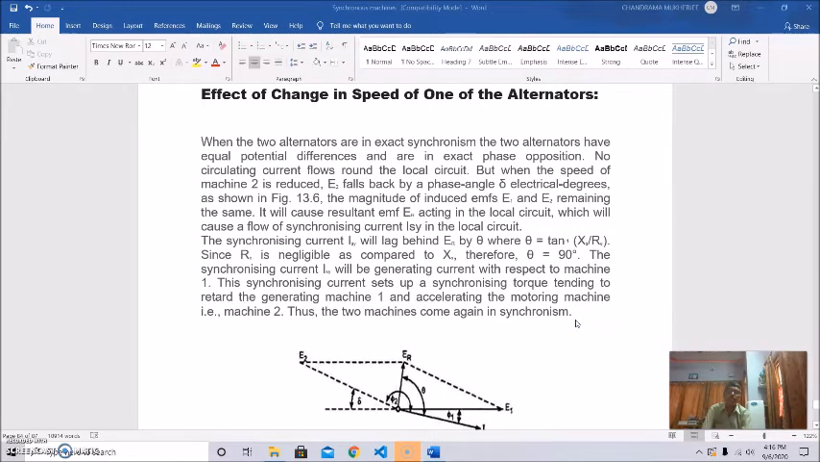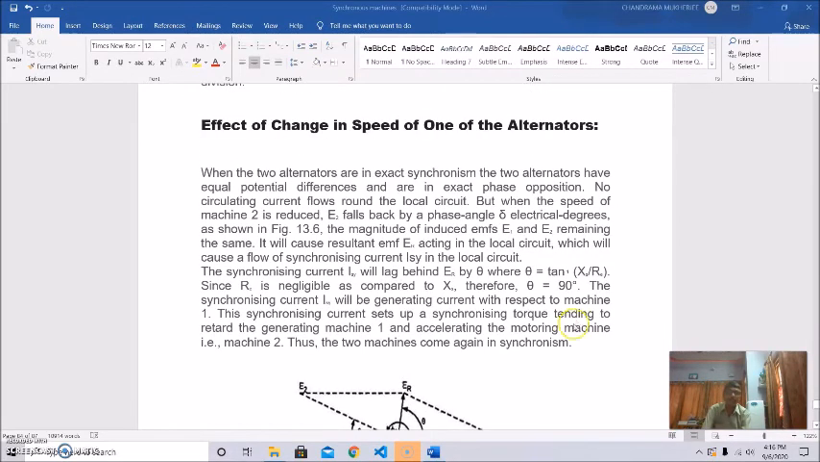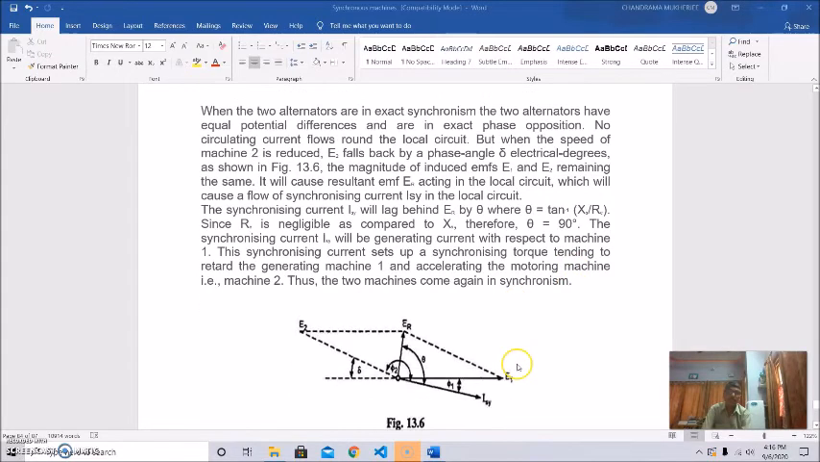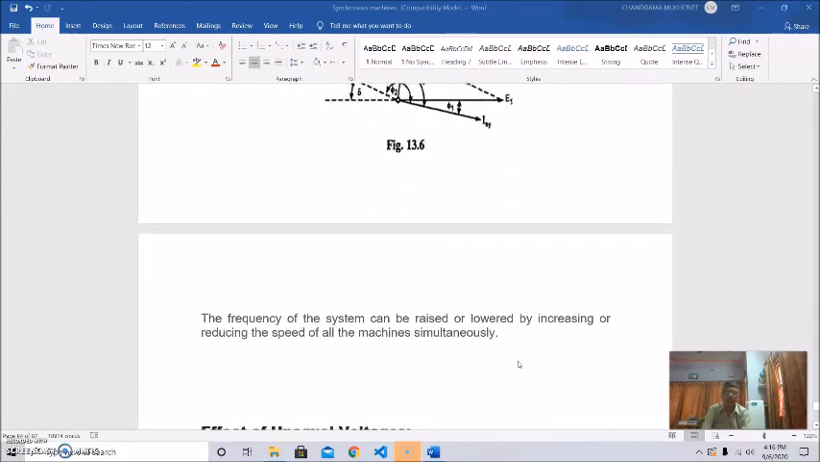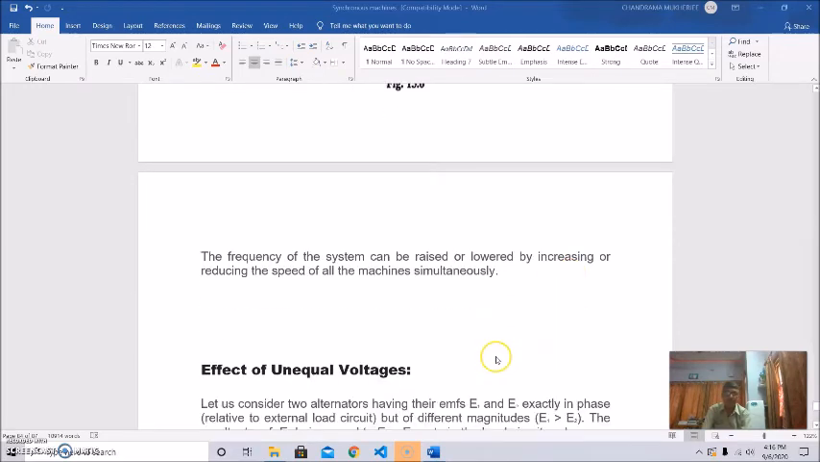Okay, so that is about the effect of change in speed of one alternator and how it comes into synchronism. So the frequency of the system can be raised or lowered by increasing or reducing the speed of all the machines simultaneously.